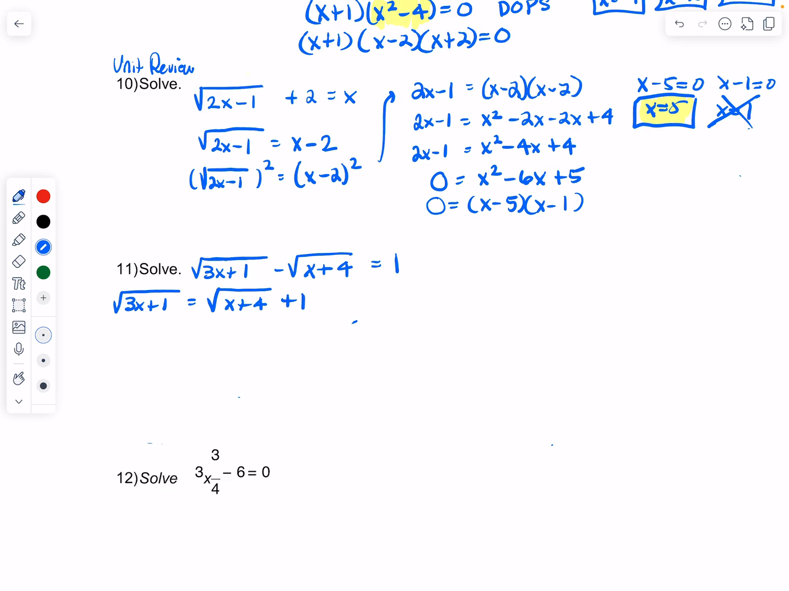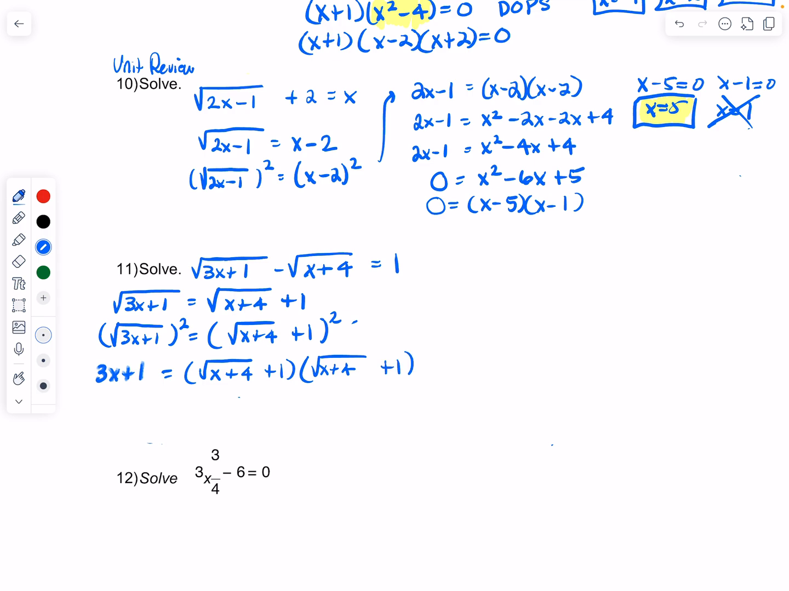Okay, so same rules work. We're going to square both sides. So to get rid of a square root, I have to square it. And what I do to one side, I have to do to the other. Okay? So on this left-hand side, it's pretty straightforward. It's 3x plus 1. So I'm done with that pretty quick. However, on my right-hand side, I have to do some work. So I am going to do square root of x plus 4 plus 1 times the square root of x plus 4 plus 1. Now I'm going to distribute.